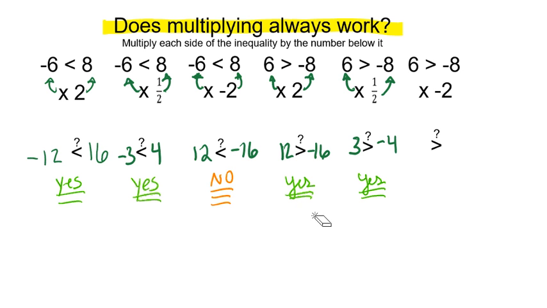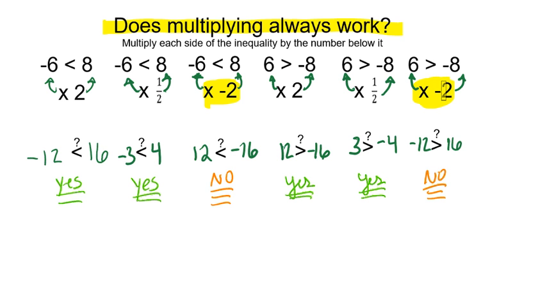So what about this last one? 6 times negative 2 and negative 8 times negative 2. So 6 times negative 2 is negative 12, and negative 8 times negative 2 is positive 16. So we'll ask ourselves, is negative 12 greater than positive 16? And I hope you said no, because it is not. So for the most part, it worked out. The only time that it didn't work was when we were multiplying by a negative number.